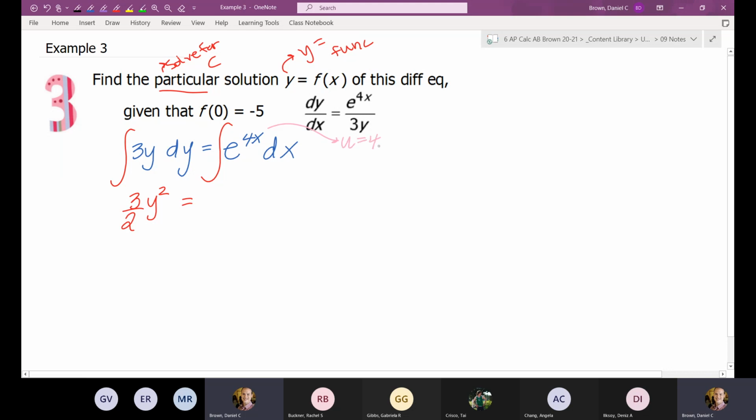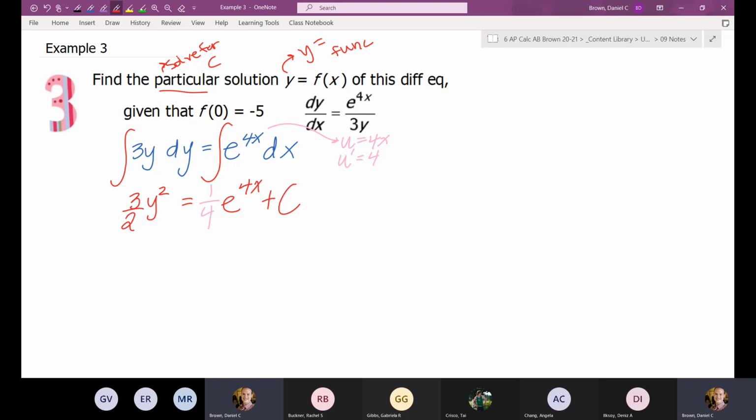U would be equal to 4x. U prime would be equal to 4. So what coefficient is going to go out in front? 1/4. And then the integral of e to the u is just e to the u. Don't forget your plus c's. If it asks for the general solution, you would be done. That's the general solution. It doesn't. It does want us to find a particular solution.